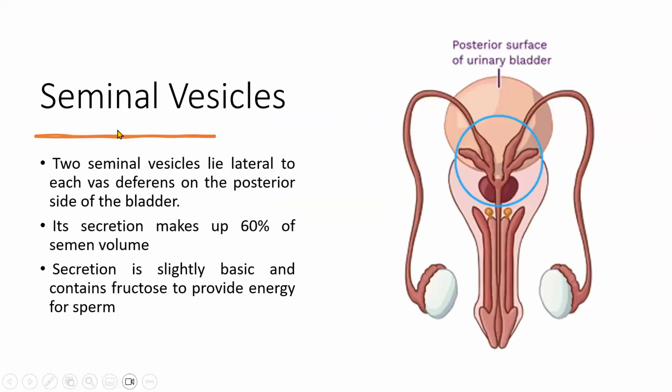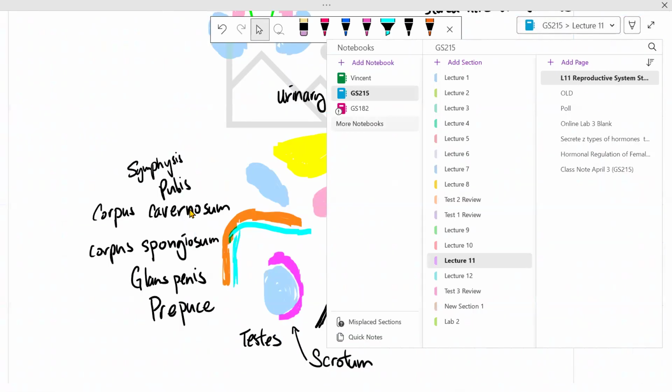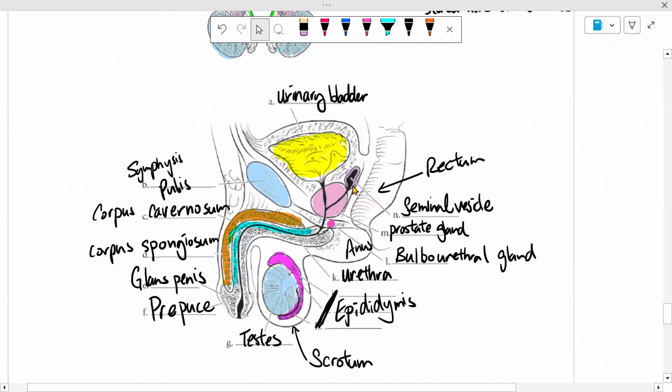So next, the seminal vesicle. Let's just talk a little bit more about what they do. The seminal vesicles are lateral to each of the vas deferens, and they are on the back of the urinary bladder. You can see it over here, right? At the back of the urinary bladder, right there. Okay, and also the back of the prostate, in fact.